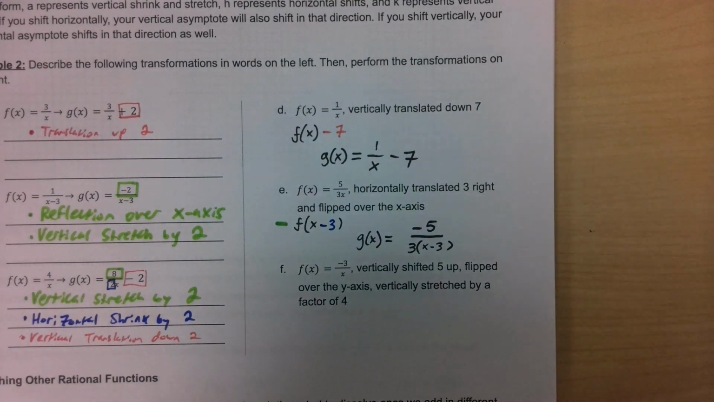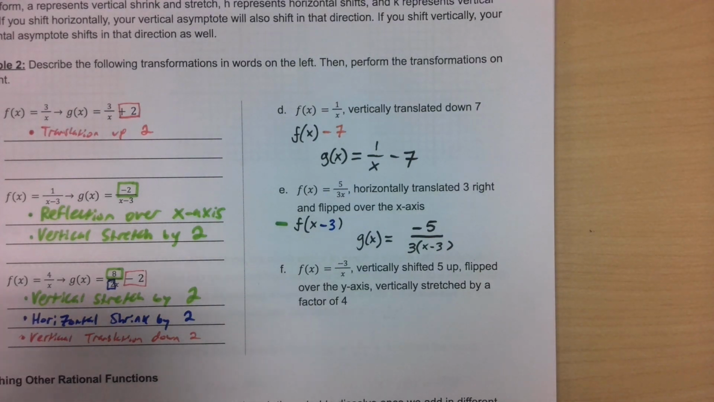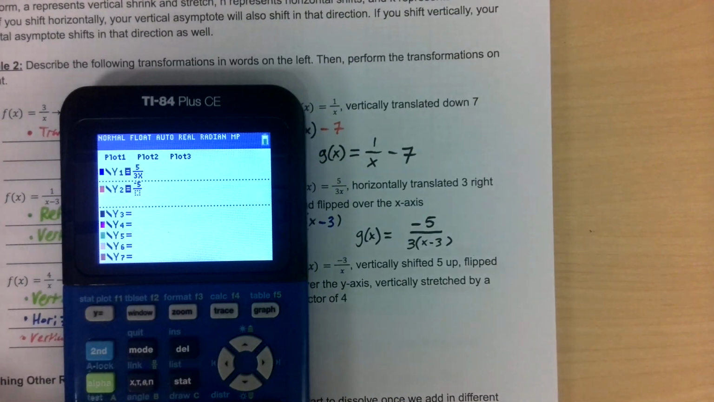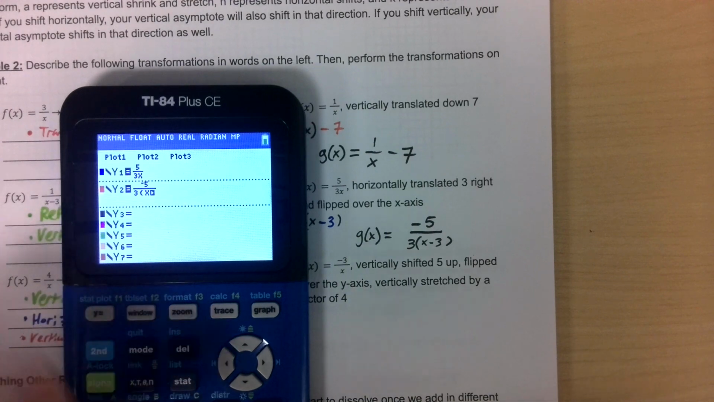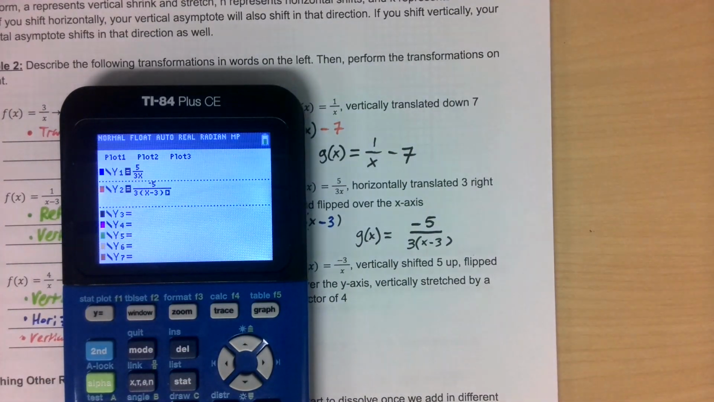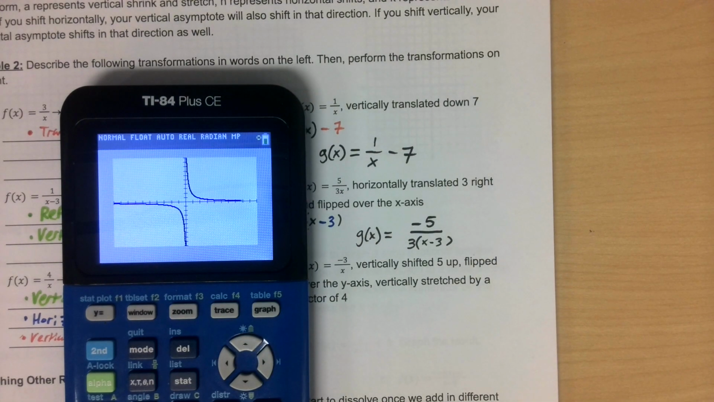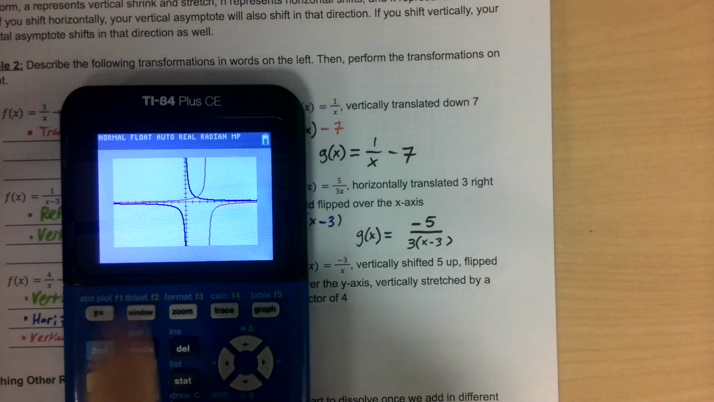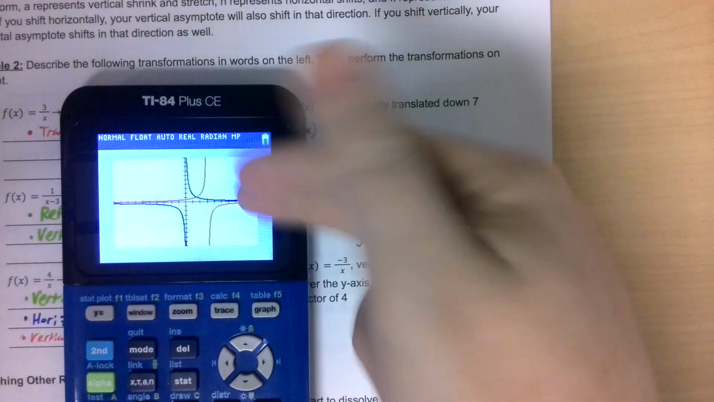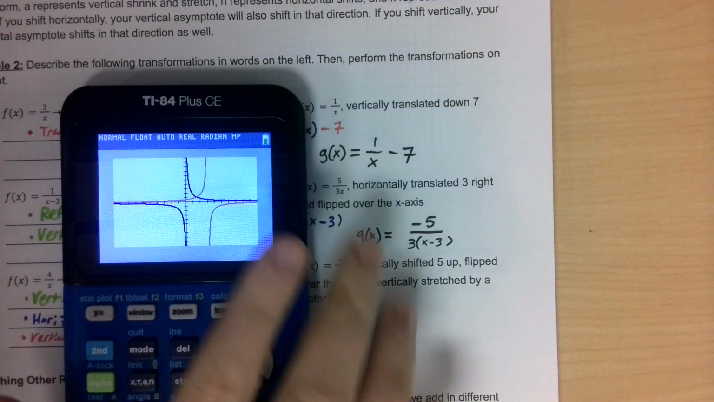This is another one that I want to just see live just so we can check our work. And you can always check using your graphing calculator to make sure you've got these 100% correct. So, in my graphing calculator, I'm plugging in 5 over 3x and negative 5 over 3 times x minus 3. So here's our parent function in the blue, and there is our transformed version. It moved to the right 3 and then flipped upside down. Love it!